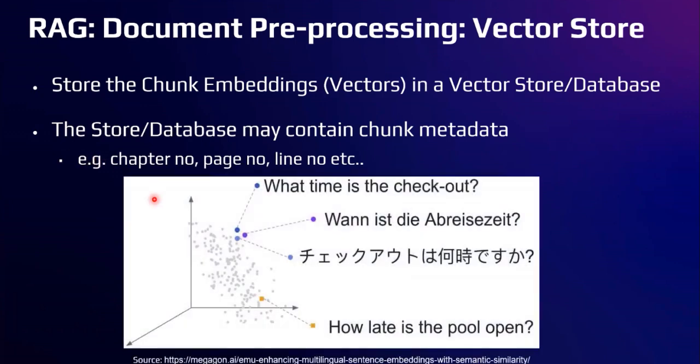This is just a graphical representation. Here we have 3 different phrases in 3 different languages. What time is the checkout? Checkout wa nanji desu ka? All these mean the same thing. It's like what time is the checkout, but in different languages. In the vector store, all these vectors should be closer together compared to other sentences or other chunks.